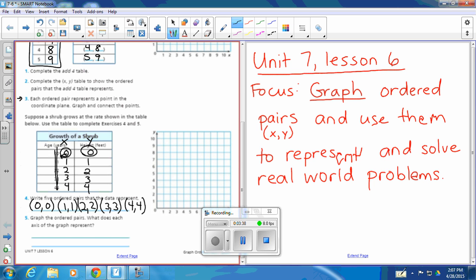And if you were a scientist studying the growth of the shrubs, you would be able to see once you graph your data that it grows at a consistent rate because there's that straight line. So every year it grows the same rate. Okay, so that's one way that we can use these for real world problems.